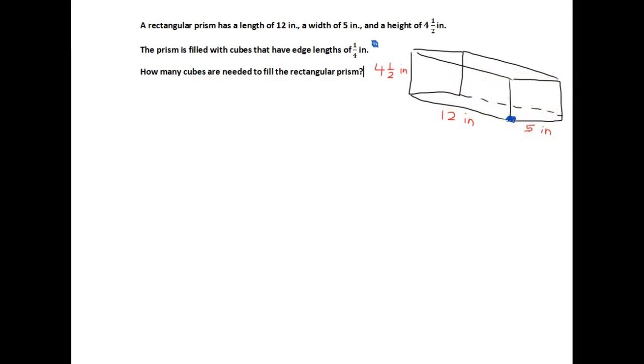I'm going to look at this two different ways. So the first way is, and I'll just draw a line here. The first way is to find the volume of the large prism, length times width times height. Let's put that in here. Volume equals length times width times height. And then I'm going to divide by the volume of the small cube. So let's see here. Volume equals length of 12 multiplied by the width of 5 multiplied by the height of 4.5.